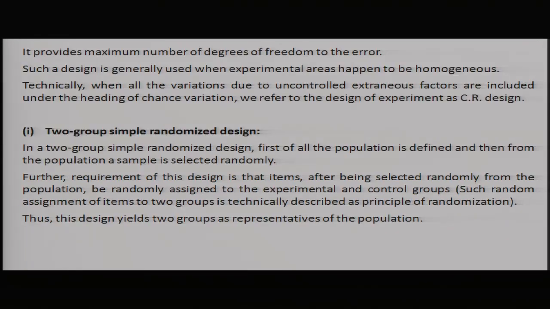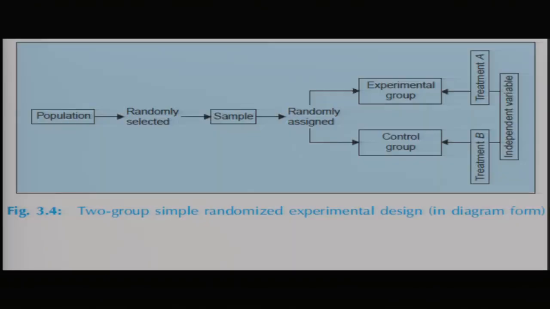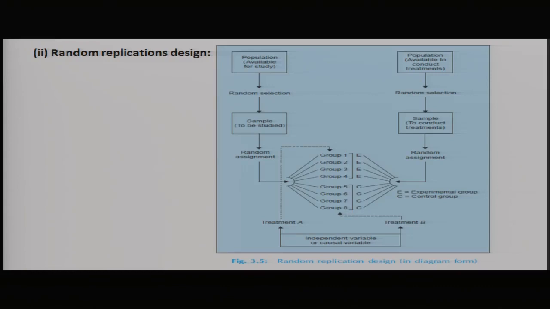Okay. This is the flow chart of a two group simple randomized experimental design. This is the flow of how it is carried out. Population, randomly selected, a sample randomly assigned to the experimental group, and then independent variables, how it accounts. Then this is a flowchart showing a random replication design. This is the chart showing how the process takes place.